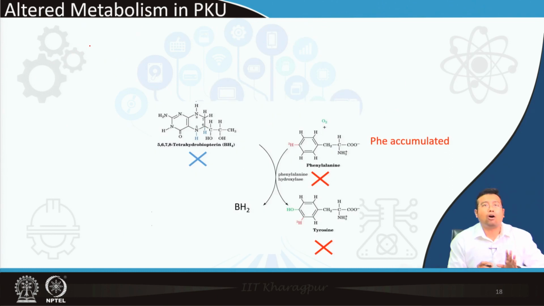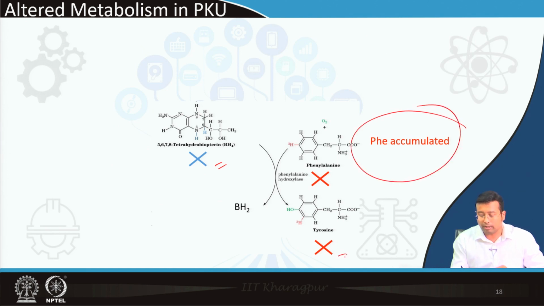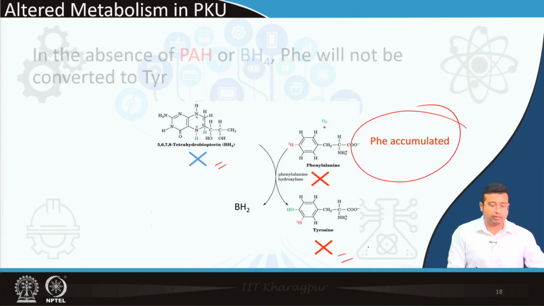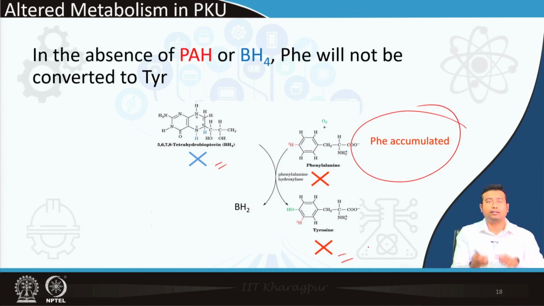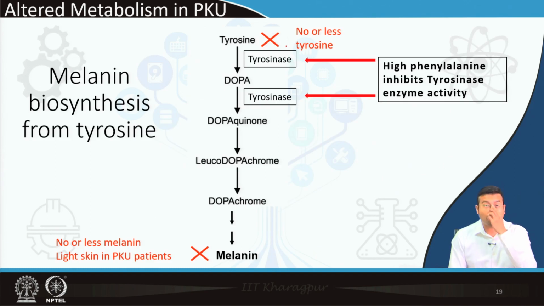So, regarding the altered metabolism of phenylketonuria, now we are all on the same page, because if either the enzyme or the coenzyme is deficient, phenylalanine will accumulate and there will be no production of the product, that is tyrosine. I hope you are fine with this, right. So, in the absence of either the enzyme or the coenzyme, phenylalanine cannot be converted to tyrosine. So, what is the problem?